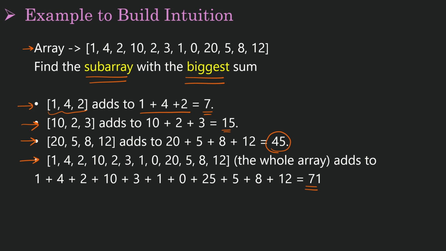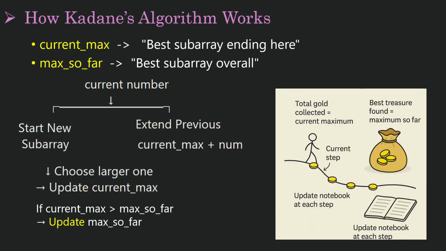This example helps us see the challenge. We need to balance positive numbers that increase the sum with negative or small numbers that might decrease it, all while keeping the subarray continuous. Kadane's algorithm is like a guide that knows when to extend a path or start a new one to maximize the treasure. How Kadane's algorithm works.